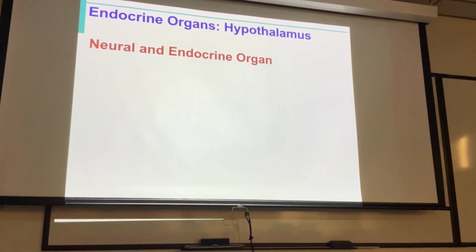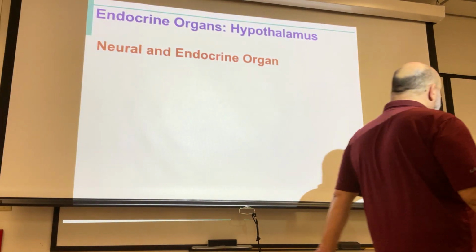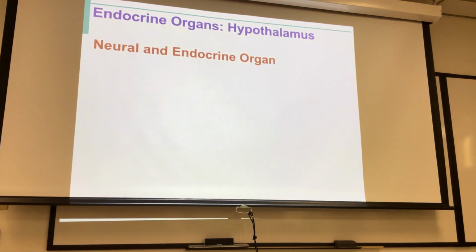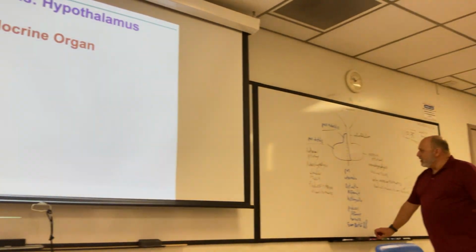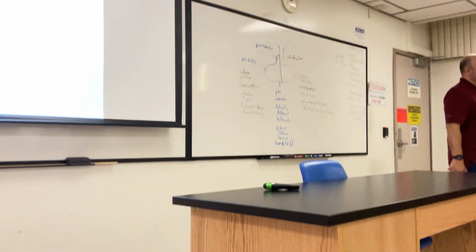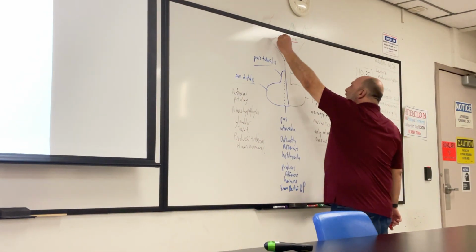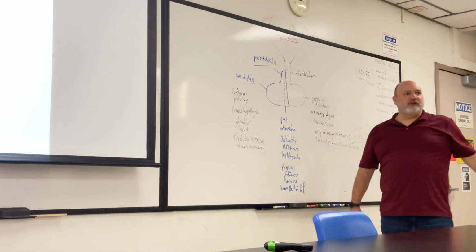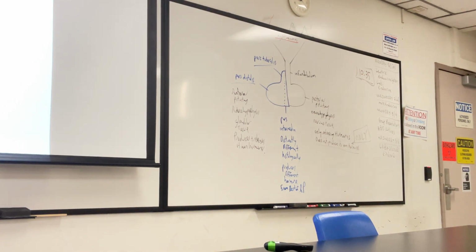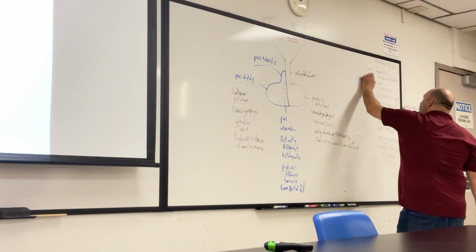Now, as I mentioned, for the longest time, the posterior pituitary was thought to be the command center for the endocrine system. But then we found out that it is actually the hypothalamus that controls the pituitary. The hypothalamus is the true center of our endocrine system. It is the command center.